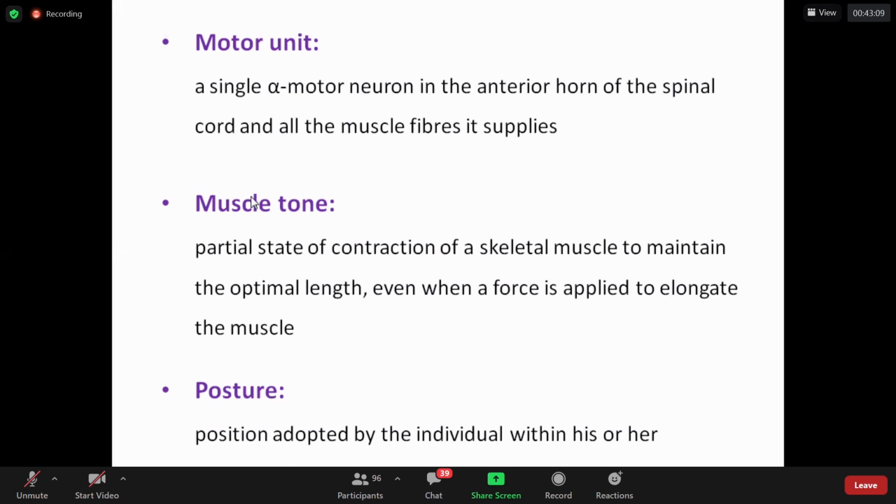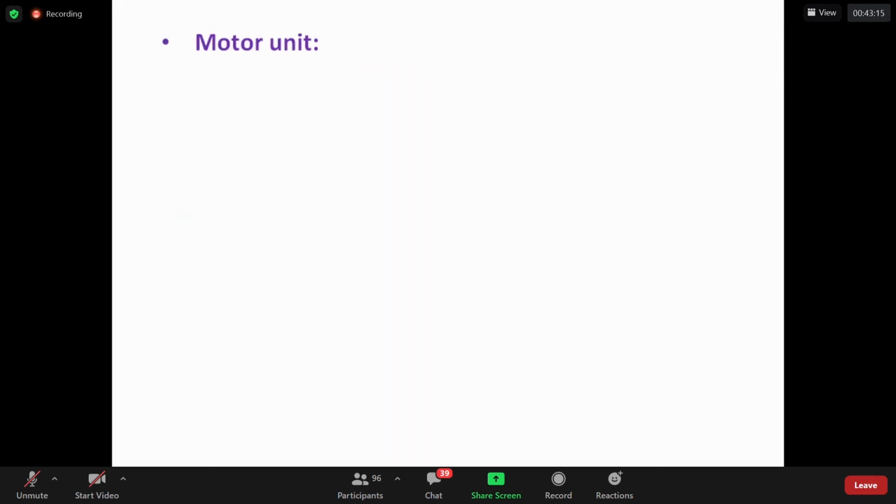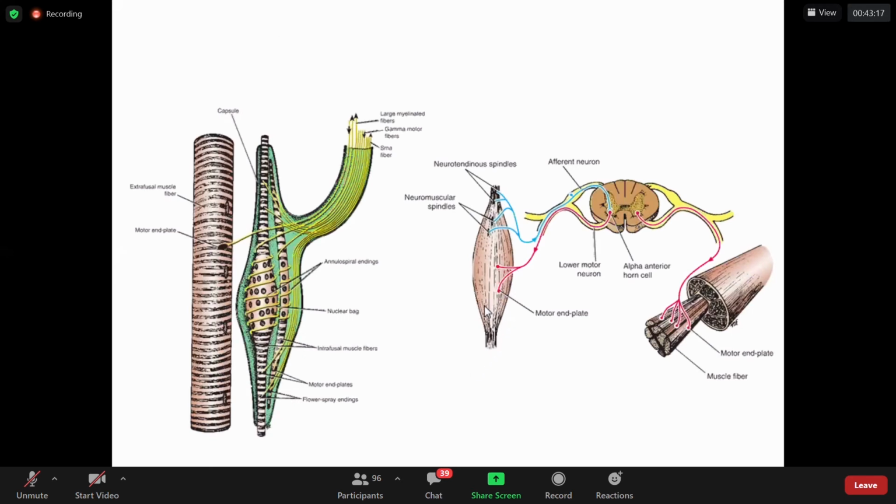And this muscle tone and posture is actually dependent on a single reflex arc. Single reflex arc. What is reflex arc? What is reflex first? Tell me, please, what is reflex? Can anyone tell me what is reflex?